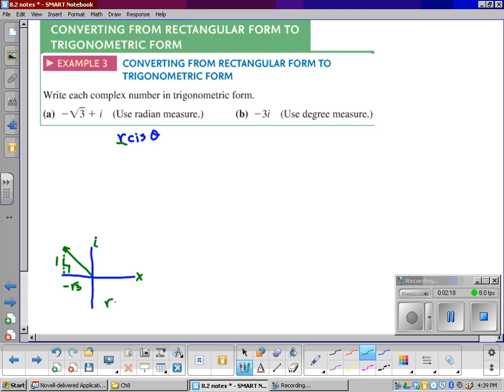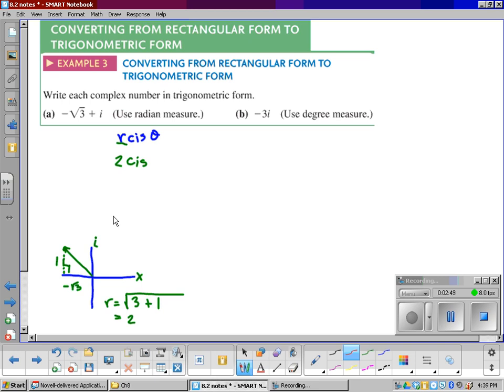So to find r, we're just going to say that's equal to the square root of x squared, and if you square that negative, it's positive. If you square that square root, it goes away, so that leaves us a 3 for the first term. That's x squared. And then plus y squared. If you square 1, then you have 1. So square root of 3 plus 1 is equal to the square root of 4, which is 2. So our r value here is 2. Then we have our cosine i sine, and we need to find the theta.